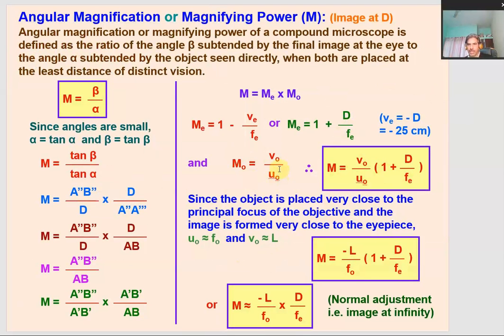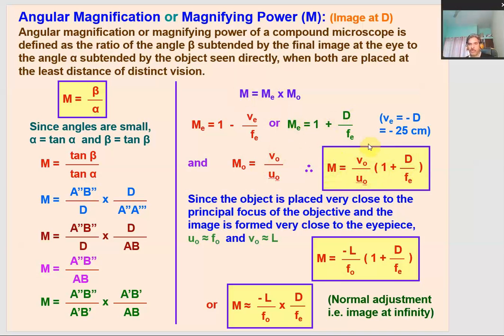We substitute these two values of magnification in this equation, which is given by v naught upon u naught into 1 plus D upon Fe. So this is the formula for the magnification produced by a compound microscope whenever the final image is formed at the least distance of distinct vision.